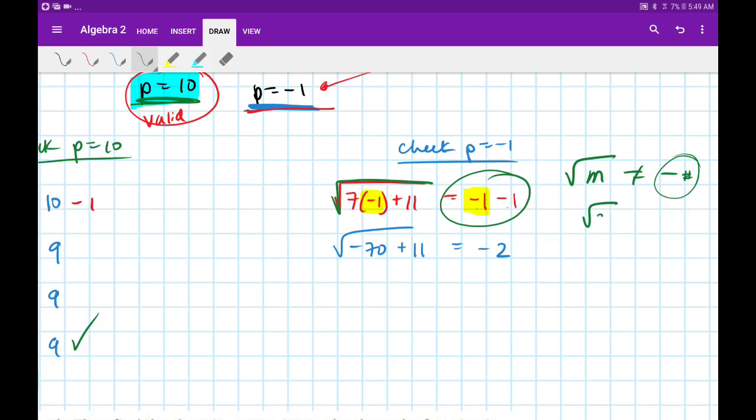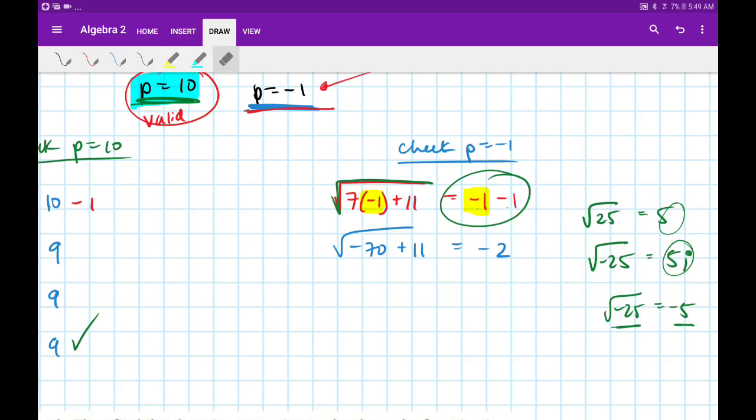Right? The square root of like 25 is positive 5. The square root of a negative number is going to be 5i. But I will never get something like this. I'll never get the square root of something to equal a negative. So I already know it's extraneous, but I will verify.